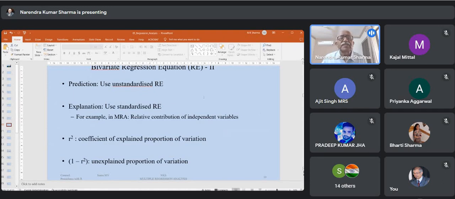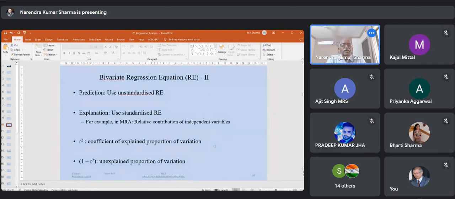Now let us see bivariate regression equation. Let us go to some further understanding. Prediction, use unstandardized regression equation. I have been saying this. Explanation, use standardized regression equation. How to get unstandardized and standardized? We'll see all this when we do actual analysis using certain data.